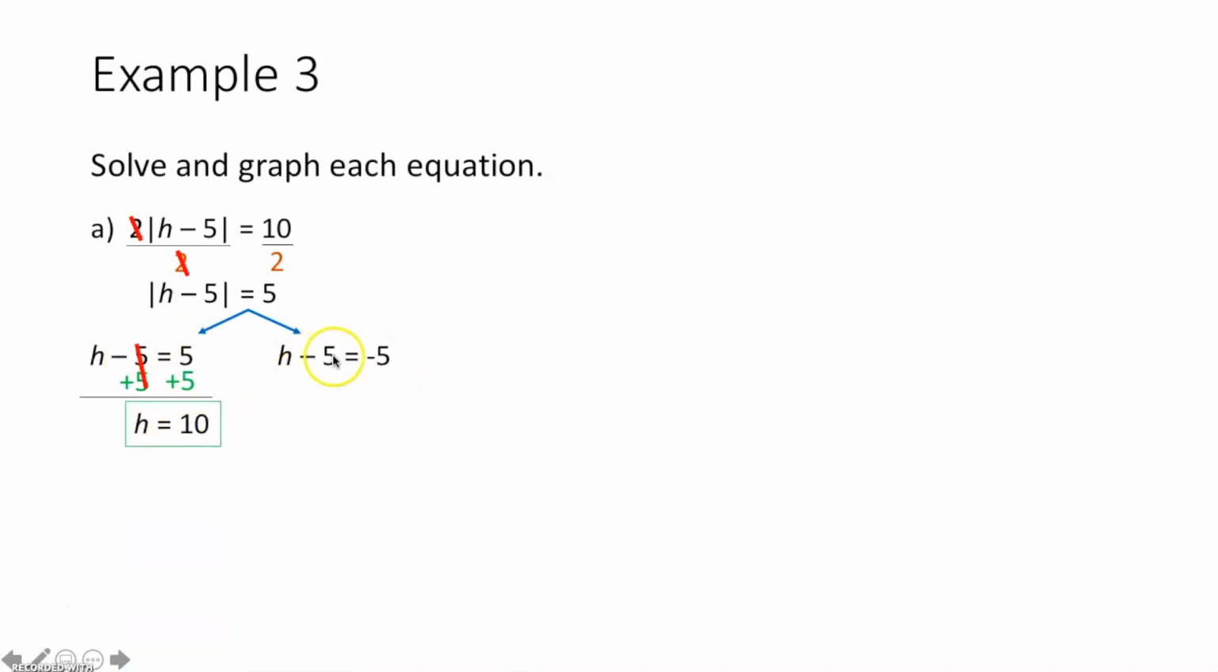And over here, h minus 5 is equal to negative 5. Again, add 5 to both sides. That way these cancel out, and you get h by itself on this side. On this side, negative 5 plus 5 is going to give you 0. So I get h is equal to 0. Next, what I can do is check both of those possible answers.